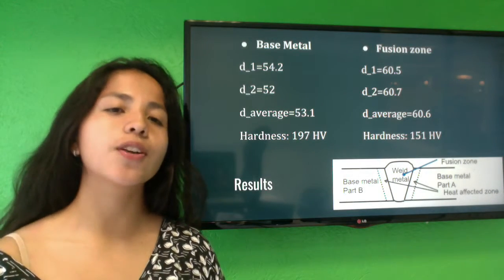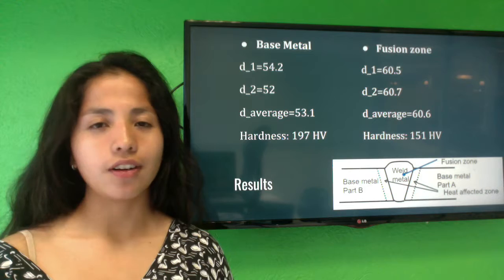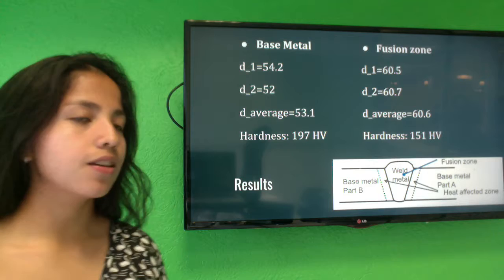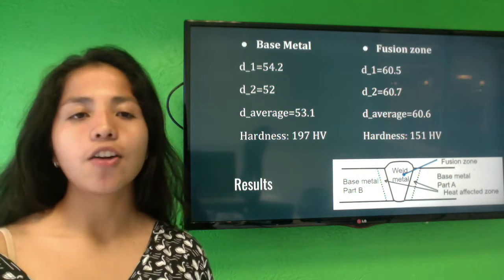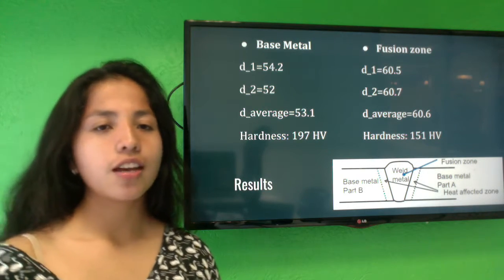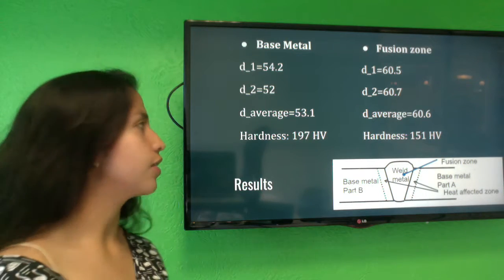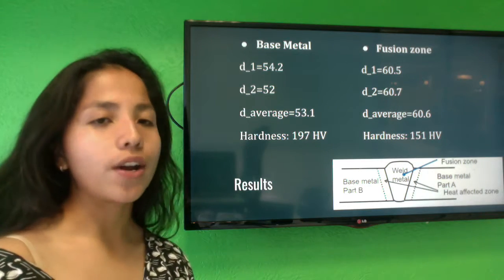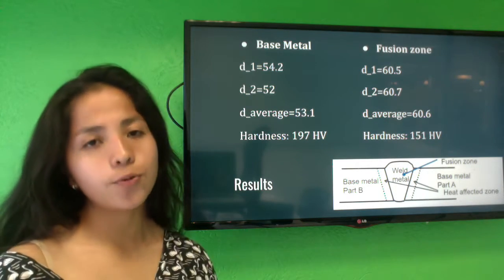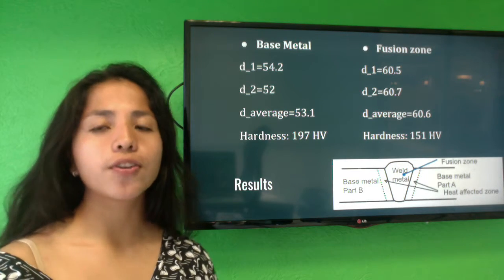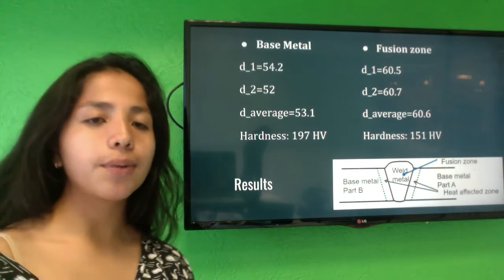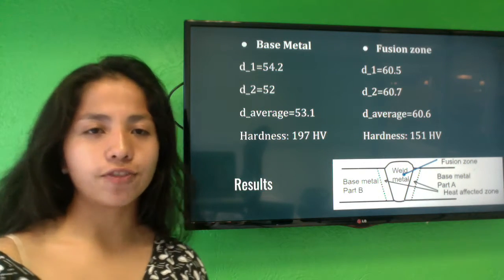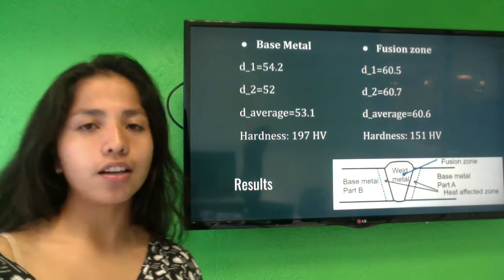The results of this practice were the ones obtained in the hardness test. We used the Vickers durometer. We measured the diagonals of the indentation made by the durometer, and we took the average, and with the tables we determined that the hardness was 197. Then we repeated the same procedure for the welded sample, and we obtained a hardness of 151. We can observe that it decreases a lot.